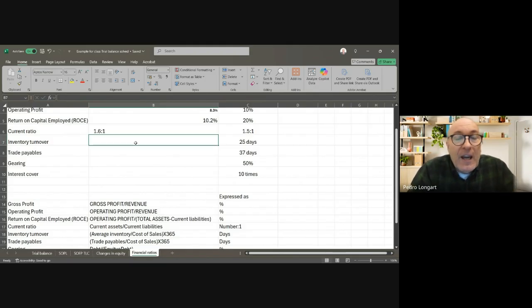If you work 365 days, okay, nobody does it, but imagine you work 365 days, you will be turning your inventory every day. So you're turning it over 365 times, right? Okay. So we can calculate it by times, or we can calculate it by days. In this case, we're going to do it by days. So every 25 days, I turn over my inventory.